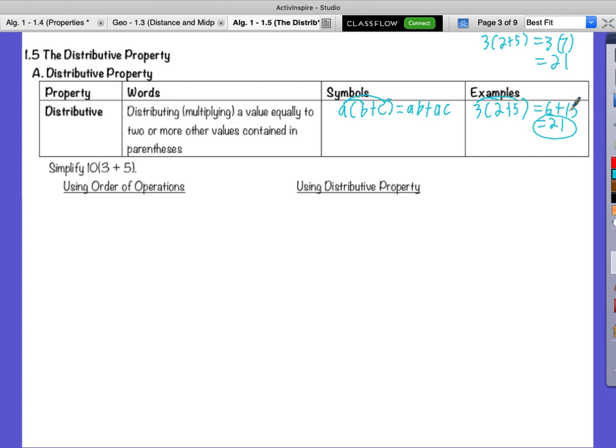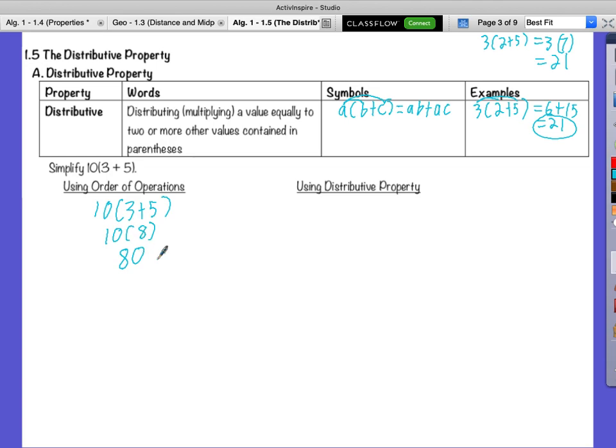Using the order of operations, we're going to simplify 10 times (3 plus 5). Order of operations tells us to do what first? Parentheses! Please Excuse My Dear Aunt Sally. Inside the parentheses, we add. What is 3 plus 5? 8. Now we multiply. What is 10 times 8? 80. We like multiplying by 10, or powers of 10 like 100, 1,000, 10,000, because you just add zeros. We just took the 8 and added a 0 to it.